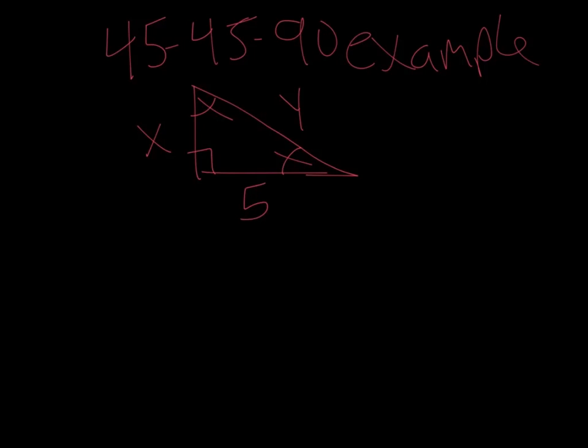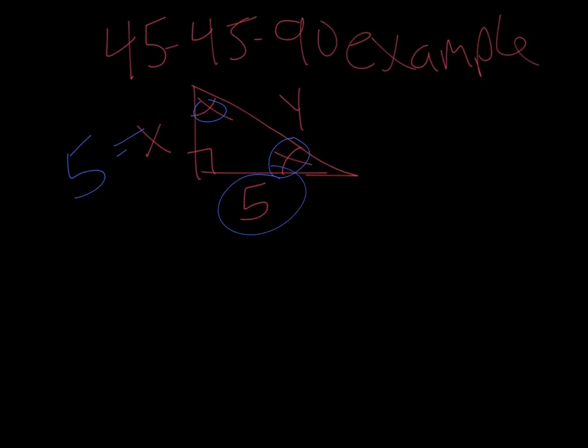Okay, let's look at a case of a 45, 45, 90 in practice. So in this case, I only know one side. I can't use Pythagorean theorem. This is where these two special cases kind of shine. I know that these angles are congruent right here. Okay, if I know one length is 5, well then I know the other has to be 5. It is an isosceles right triangle because the base angles are congruent.